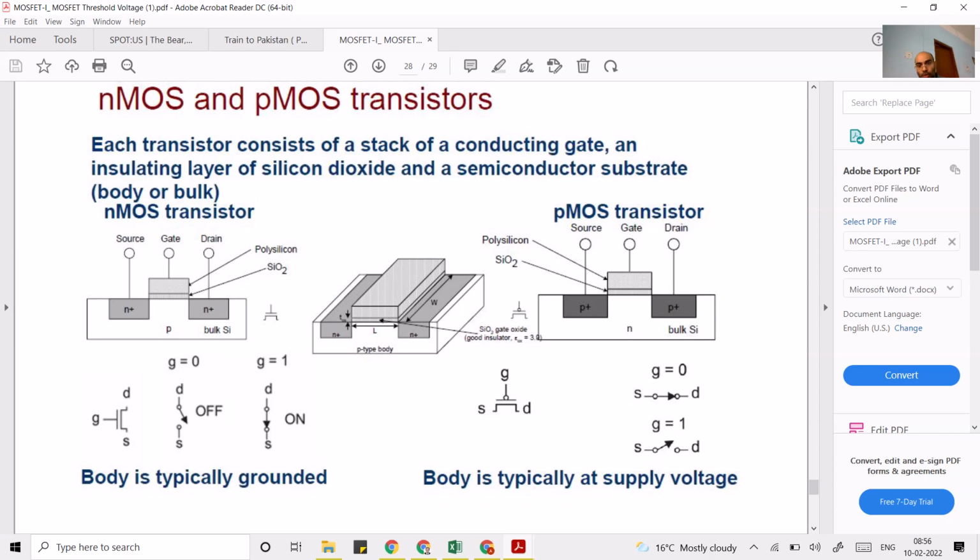Now in case of PMOS, the things will be exactly opposite. Whatever you have seen here, the bulk now will be of N type, whereas these regions, source and drain regions, will be of P type.